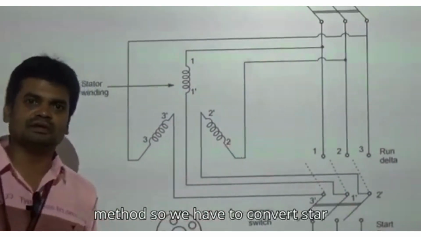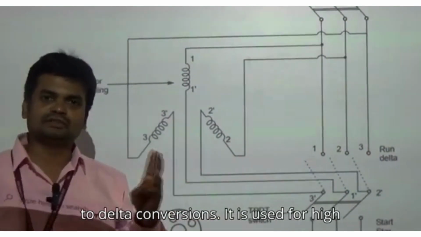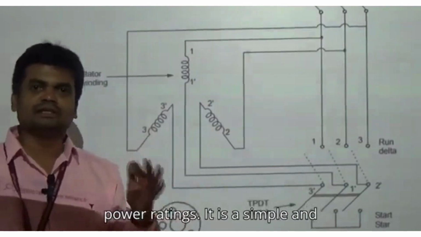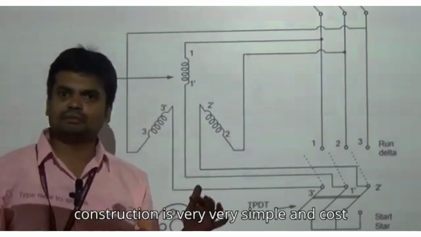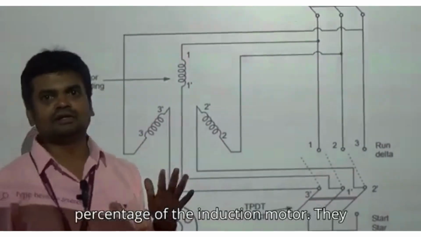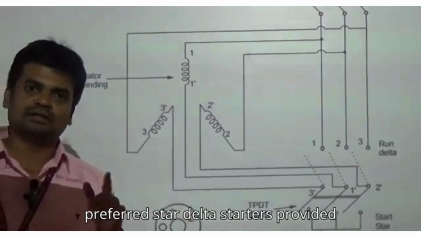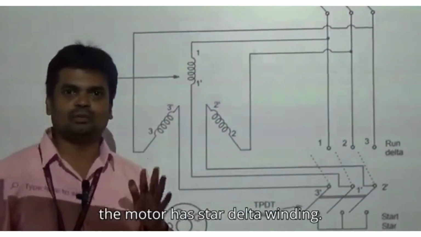So in this method, we have to convert star to delta. It is used for high power ratings. The construction is very simple, and cost-wise it is very cheap. Mostly 90% of induction motors prefer star delta starters, provided the motor has a star delta winding.